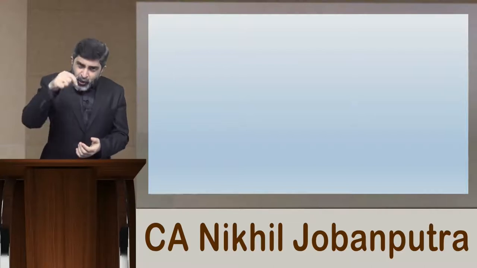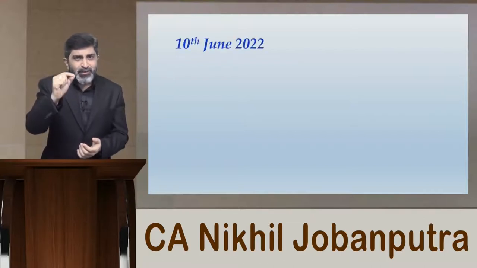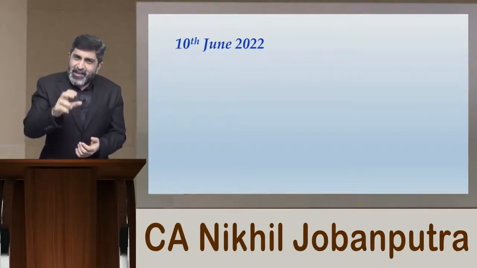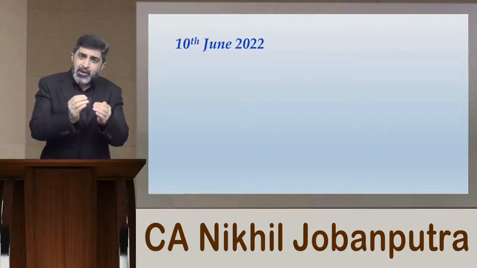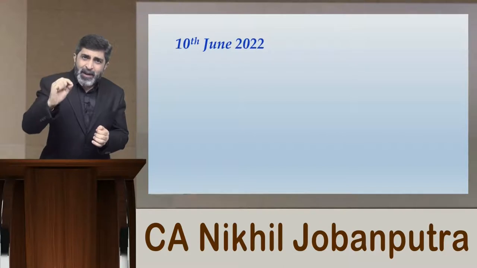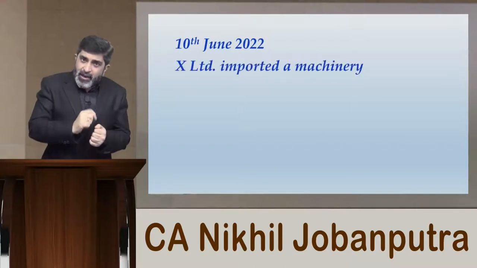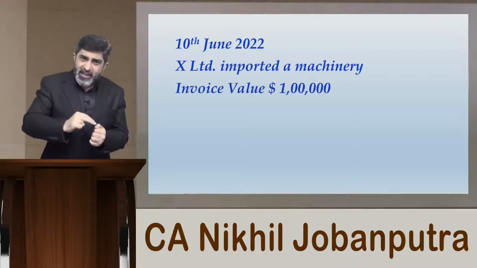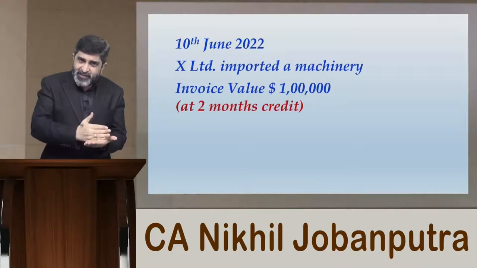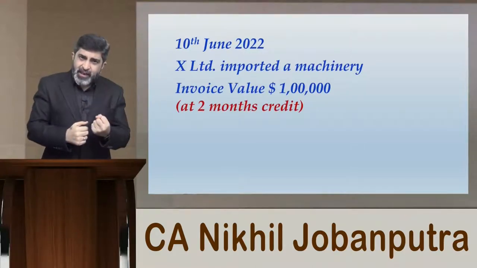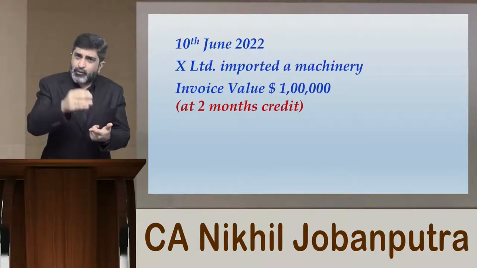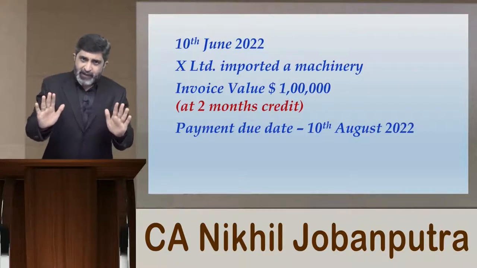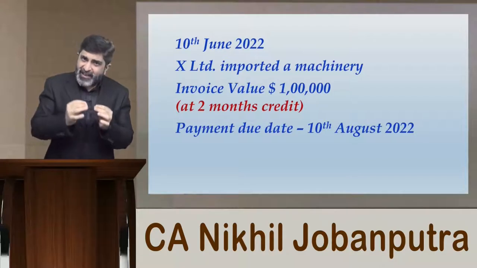In our story today, that is 10th of June 2022, at this date there is an importer X Limited. This importer wants to purchase a machinery from one of the suppliers in the United States. Now the invoice value is US dollar 1 lakh, and the supplier has given 2 months credit. So today is 10th June 2022. 2 months credit would be June, July and August. So 10th of August 2022 will be the payment due date. Fine. So machinery has been purchased, invoice has been received.